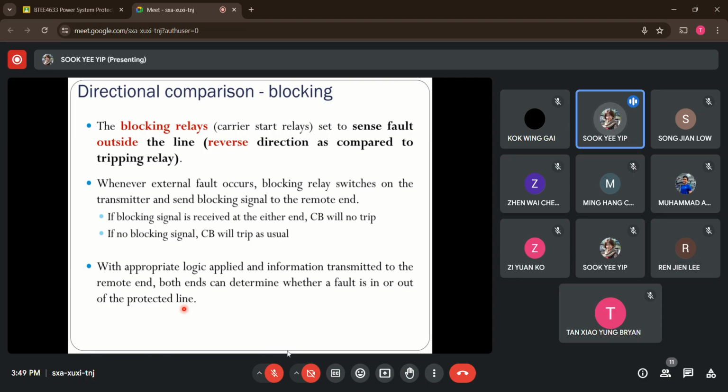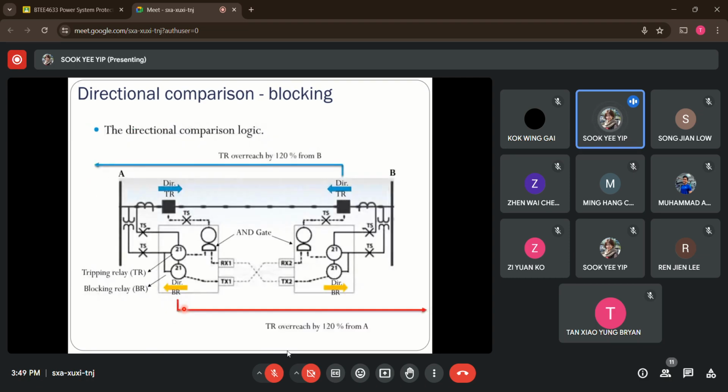To further understand this, let's move to the next slide. With the diagram, I hope you can understand the ideas behind this protection scheme. Now I have terminal A, terminal B, and this is the line that I want to protect. At each end of the line, terminals A and B here, I will have two relays. One is known as TR, the tripping relay, and the other one is BR, the blocking relay.